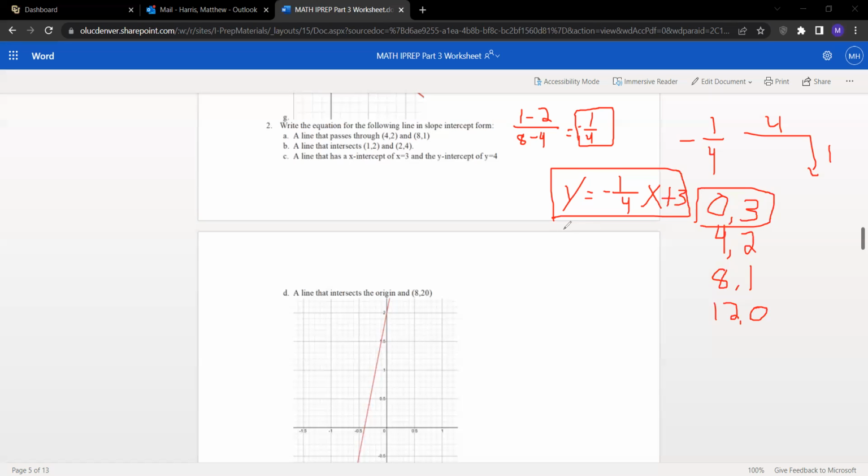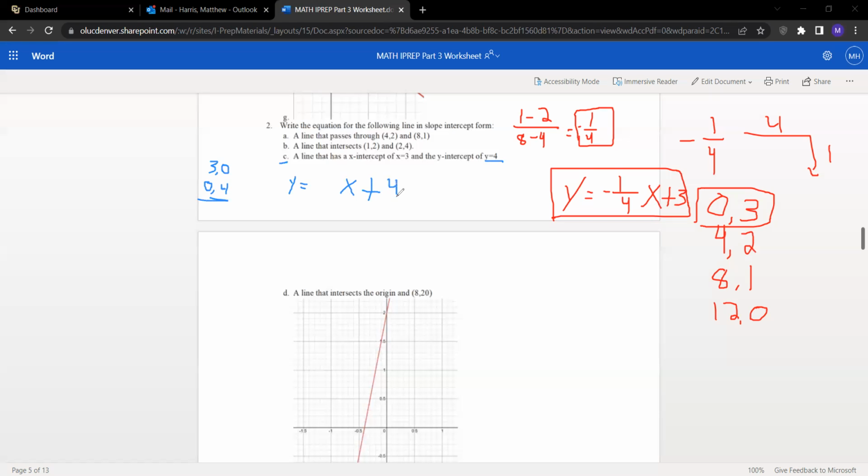So now let's look at a line that might be a little bit easier. Let's look at this C. So we have a line that has an x-intercept of x equals 3 and a y-intercept of y equals 4. So our x-intercept is (3, 0). Our y-intercept is (0, 4). So already we have a y-intercept, right? We don't even have to do this one mathematically. It tells us in the answer.